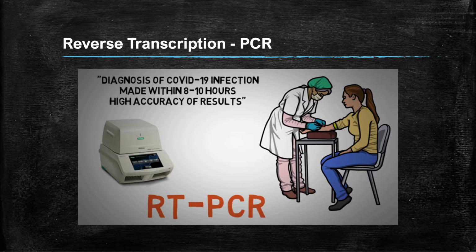Okay, so this image suggests that the diagnosis of COVID-19 infection is by RT-PCR. It can be made within 8 to 10 hours, and you get a process of high accuracy of results actually. If you do it, you can get the results within 24 hours or 8 to 10 hours actually. But nowadays, it is said that you get the results within 24 hours.